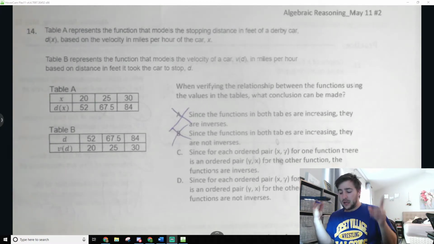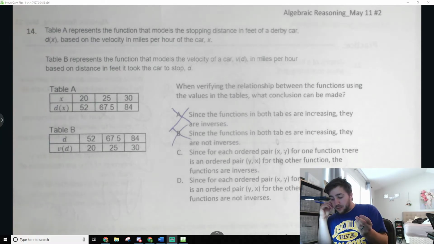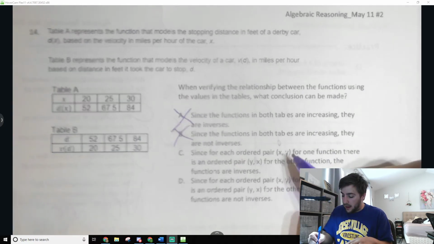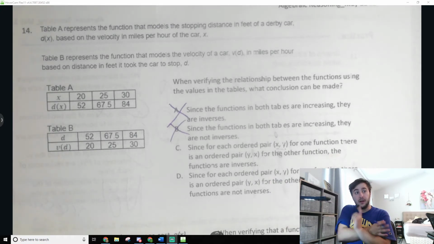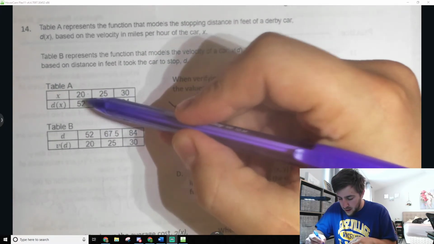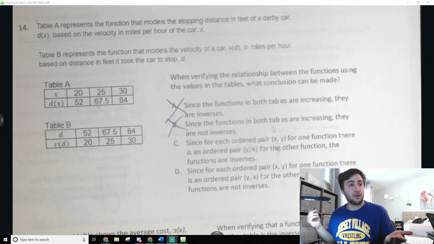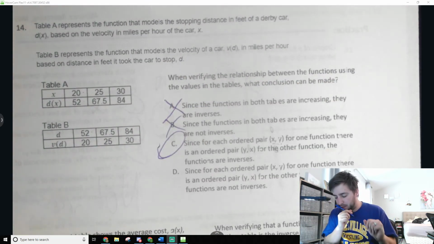Let's see. C. Since for each ordered pair x, y, for one function, there's an ordered pair y, x for the other function, the functions are inverses. So what that's saying is you got x, y, and then those values flip-flop to y, x on the other one. Then those should be inverses. That's what I see going on, right? X turns into y, y turns into x, and that happens for all three of those points they've got. Bingo! C was it.